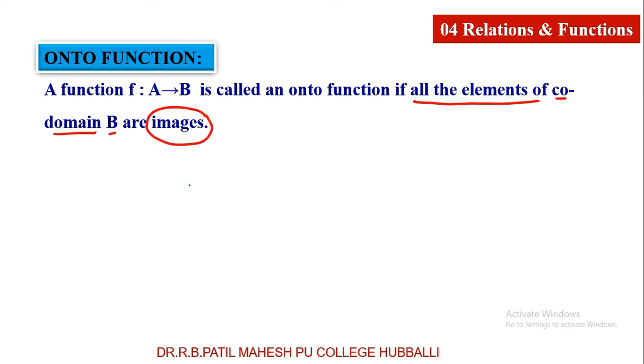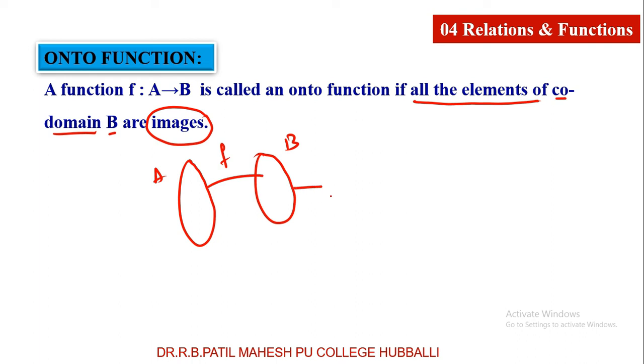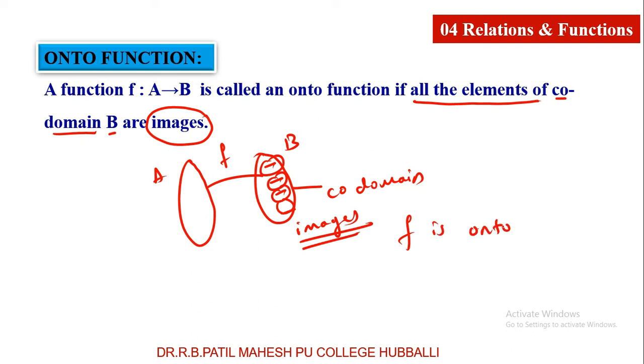Dear students, whenever there is a function f from A to B, the set B is called the codomain. What is the definition of an onto function? All elements of the set B, the first element, second element, third element, however many elements there are in the set B, must be images. Then the function is called an onto function.